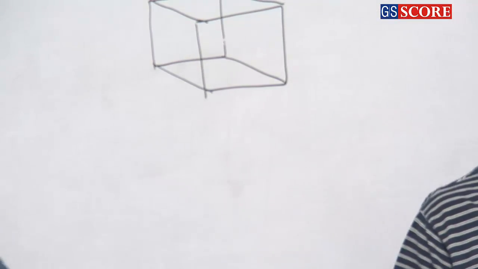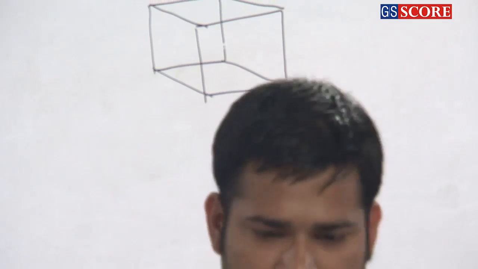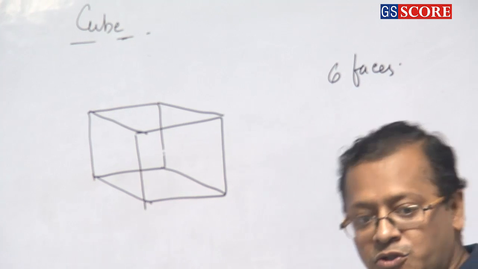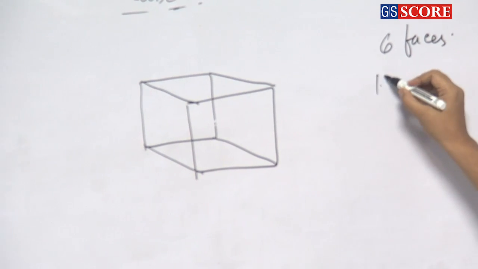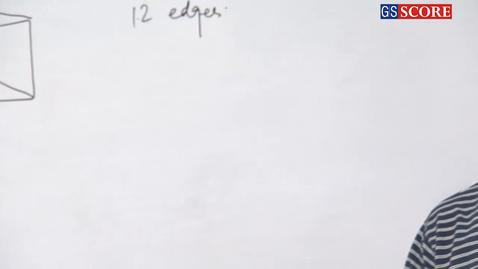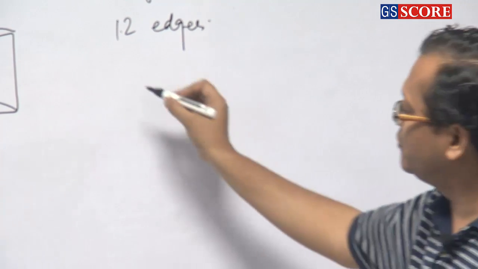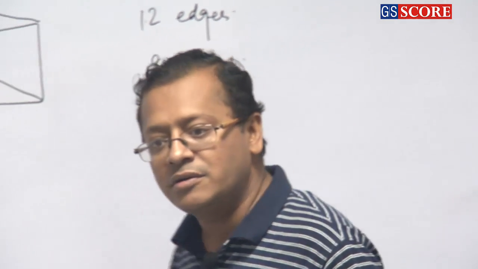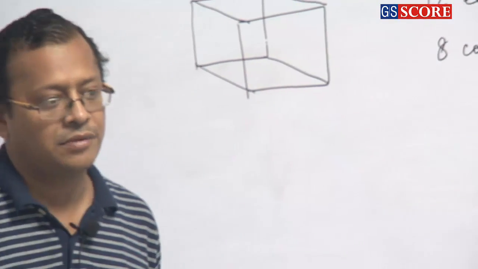How many edges are there? How many lengths are there? How many sides are there? 12. 1, 2, 3, 4. So 4 length, 4 breadth, 4 height. So 12 sides. We also call this 12 edges. And how many corners are there? 8. No problem. Clear or not? Right? Okay.